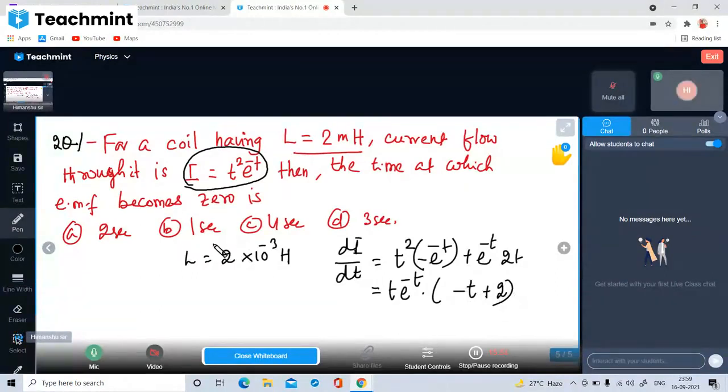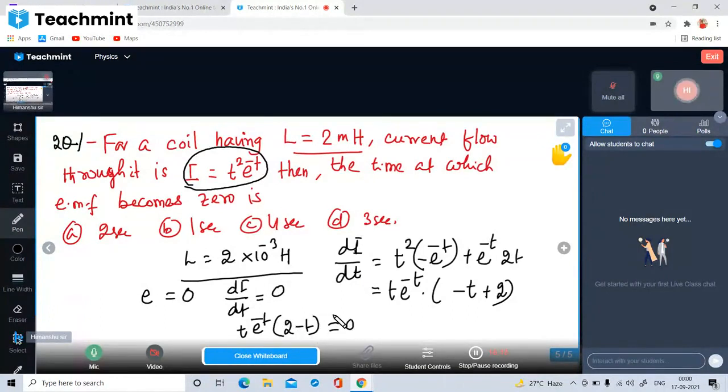So the time at which EMF becomes 0. So L is there, something is there. So for EMF to be 0, that means dI by dt has to be 0. That means t e to the minus t into (2 minus t) has to be 0. Understood? Okay.